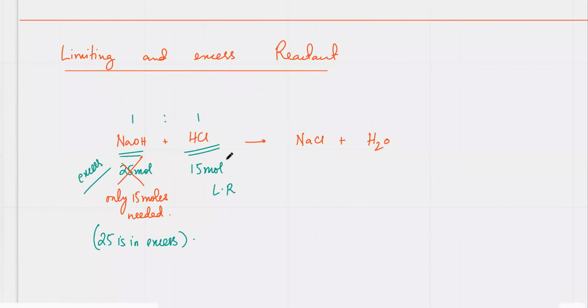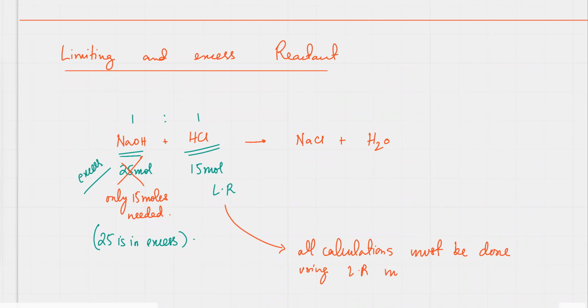Yes, yes, it is. Achha, so remember, all calculations would be done using limiting reactant moles. And you just have to simply ignore the excess reactant moles.